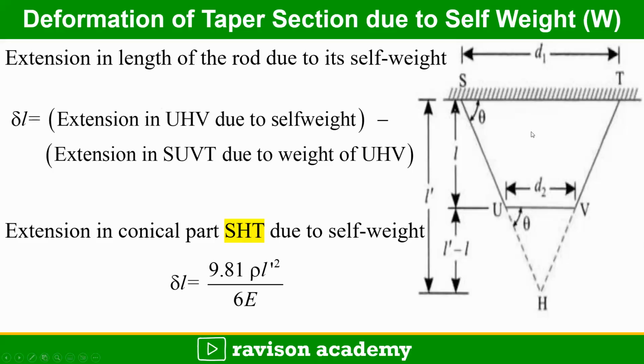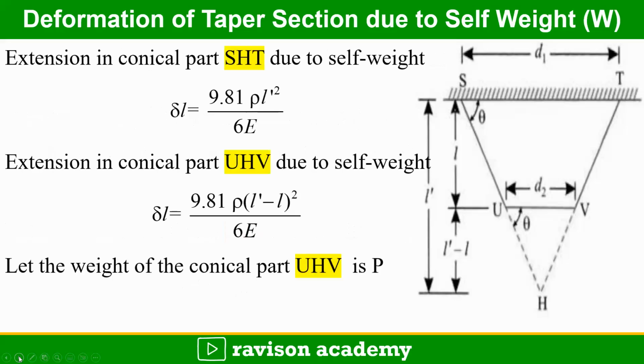So first, extension in the conical part SHT due to self weight, we know this equation del L is equal to 9.81 rho L dash square by 6E. So this is the extension in the conical part SHT due to self weight, and the extension in the conical part UHV due to the self weight will be replacing L dash by L dash minus L, will be getting 9.81 rho into L dash minus L the whole square by 6E.